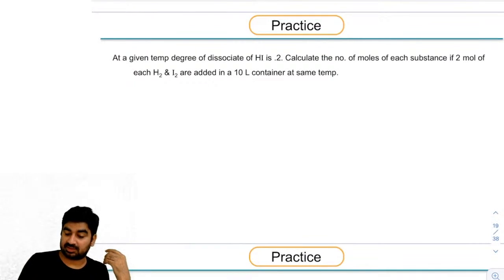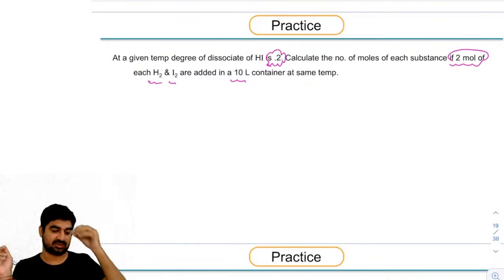At a given temperature, degree of dissociation of HI is 0.2. Calculate number of moles of each substance if 2 moles of each H2 and I2 are added in 10 liter container at the same temperature.